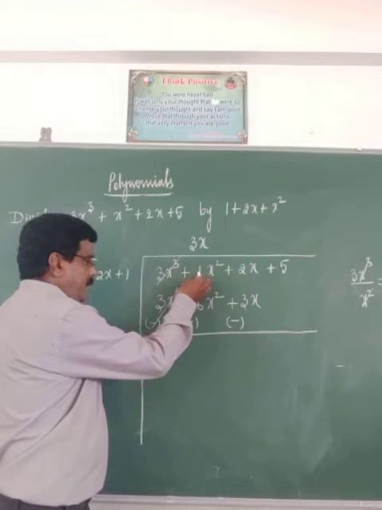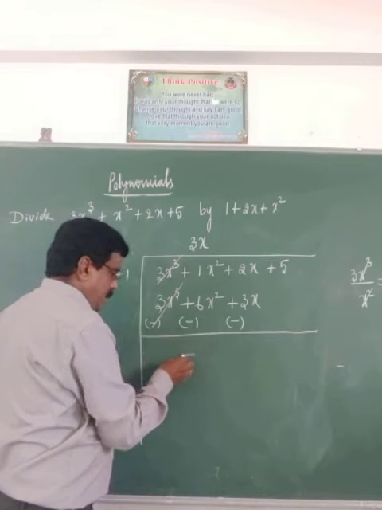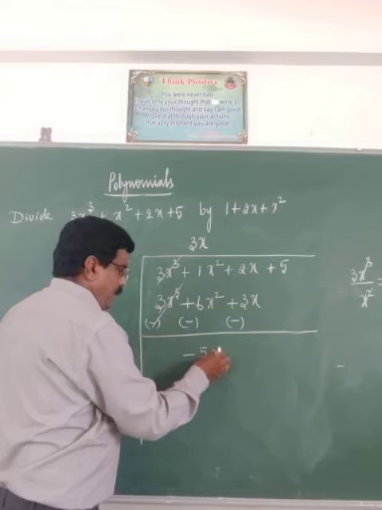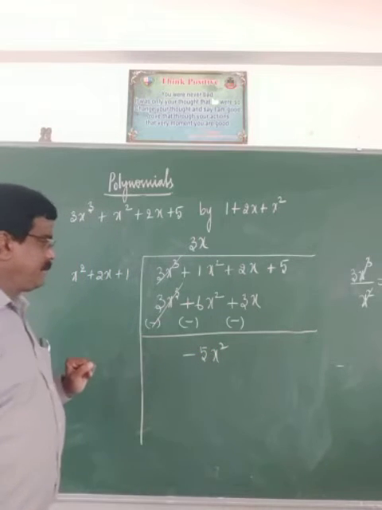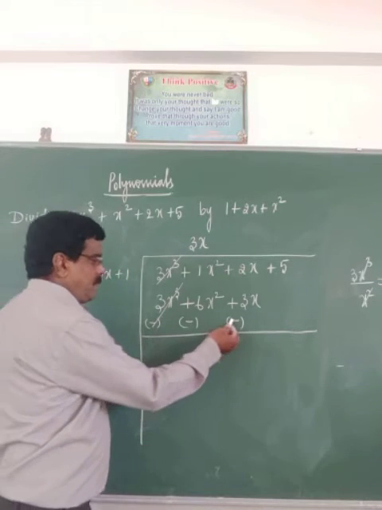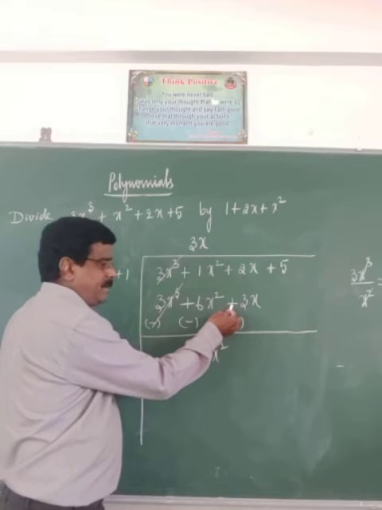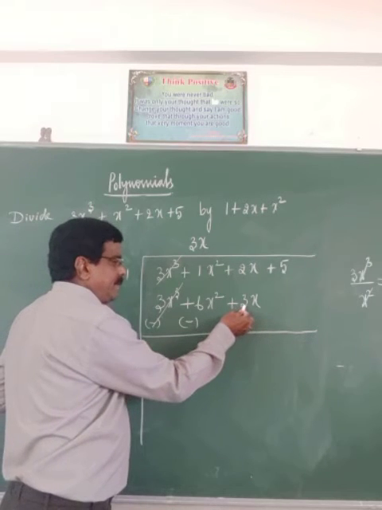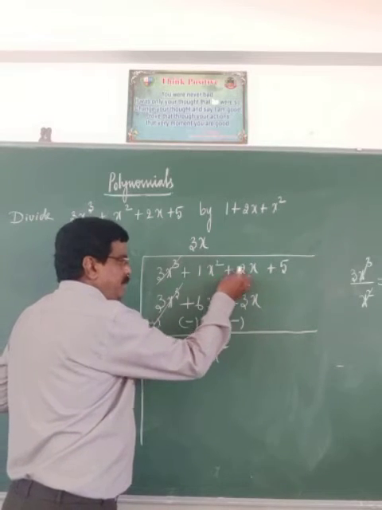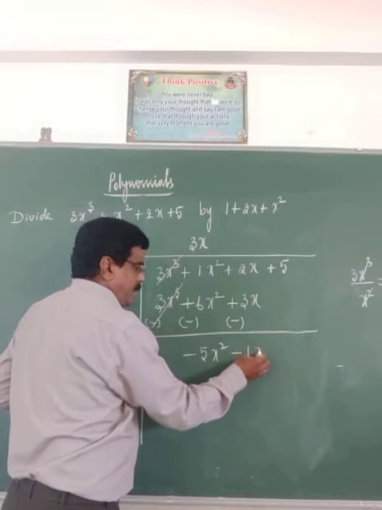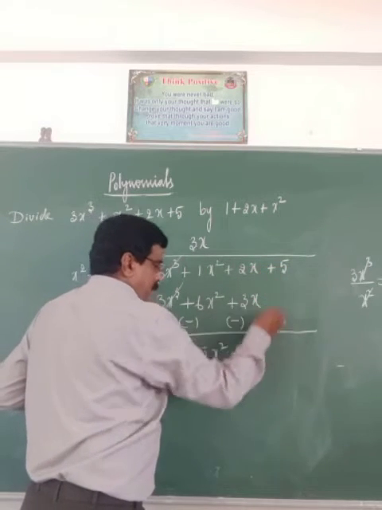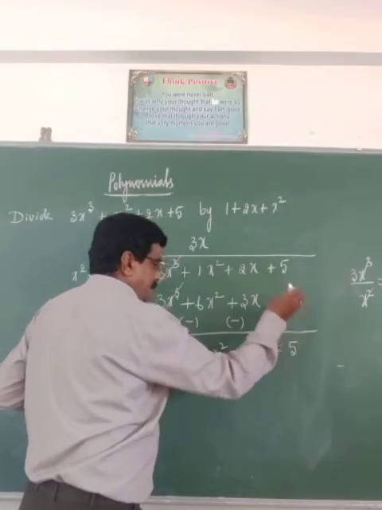Now, plus 1 minus 6 means you should know it is minus 5x square. Then don't consider this sign, children, but consider this, that is minus 3. Minus 3 plus 2 is minus 1x. Then plus 5, bring down as it is.